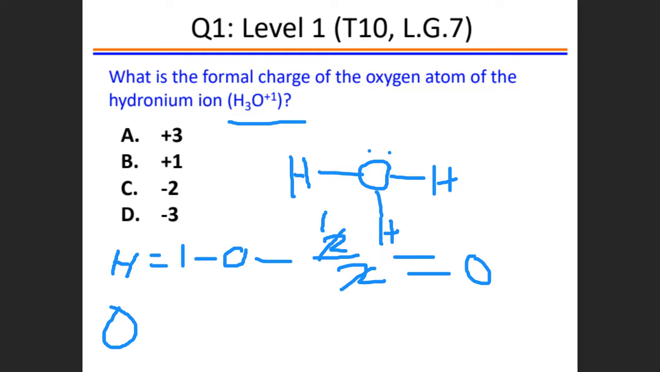Now for the oxygen. We have the valence electron 6. We have the non-bonding electron 2.